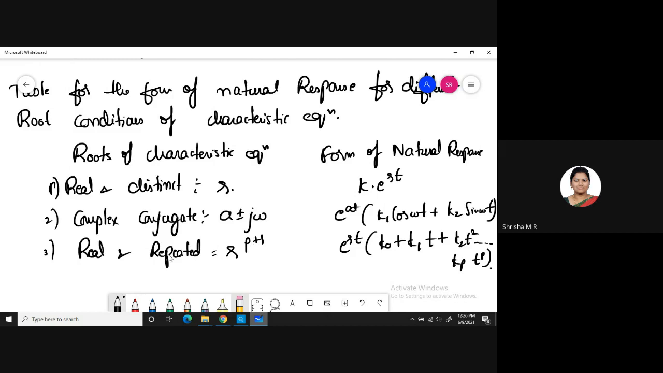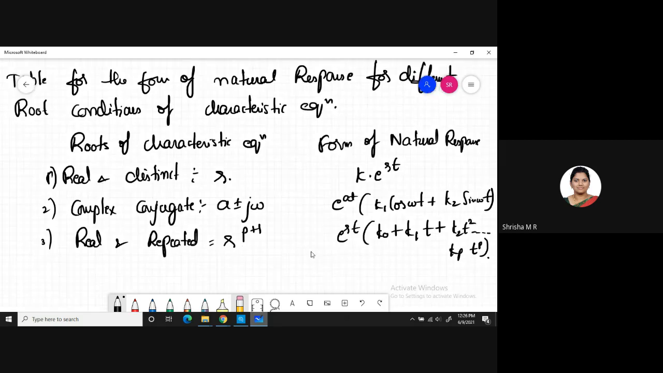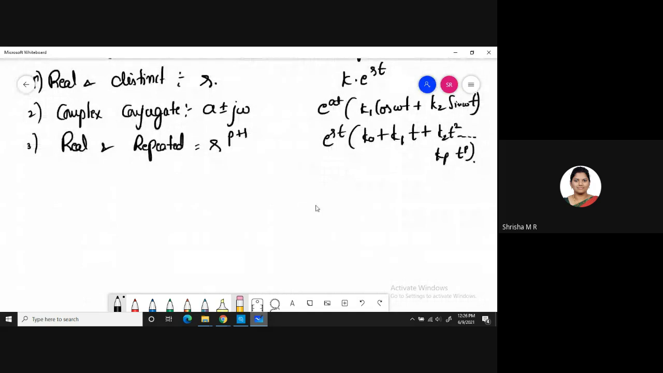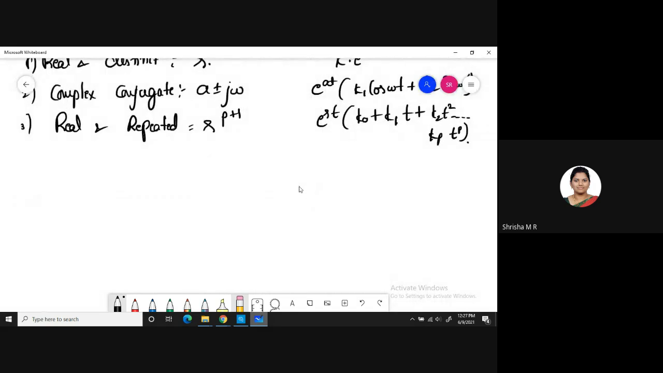Okay, if the roots of the characteristic equation are real and repeated, r repeated p plus 1 times, it will be e to the power rt into k0 plus k1 into t plus k2 into t square up to kp into t to the power p, depending on this p. If there are two roots, then you will have e to the power rt into k0 plus k1 t, like that. Okay, if they are the same, real and repeated. Once we solve problems, it will be clear. This is about natural response. Now let us see about the forced response.